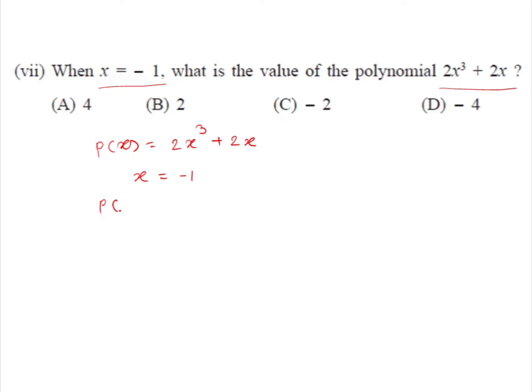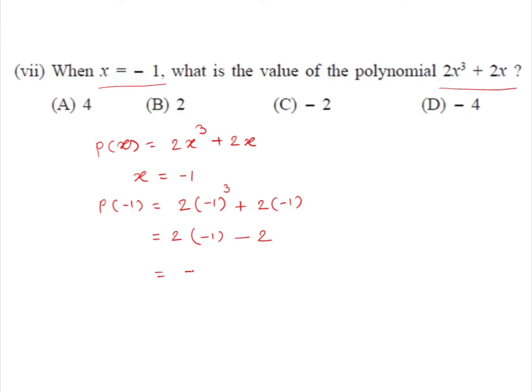So we'll replace here x by minus 1, that is equal to 2 into x cube, that is 2 into minus 1 cube, plus 2x, that means 2 into minus 1. So that should be equal to minus 1 cube, that's minus 1, plus minus 2. Negative 1, positive 1 negative number is there, so the product must be negative 2.